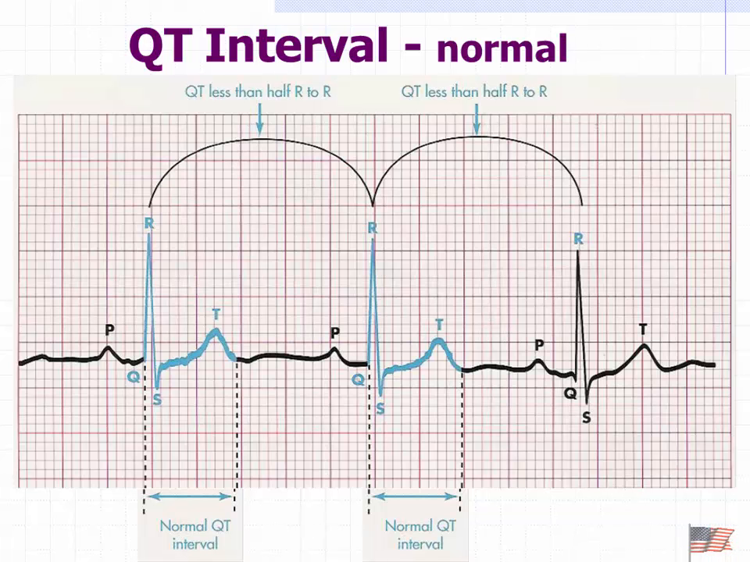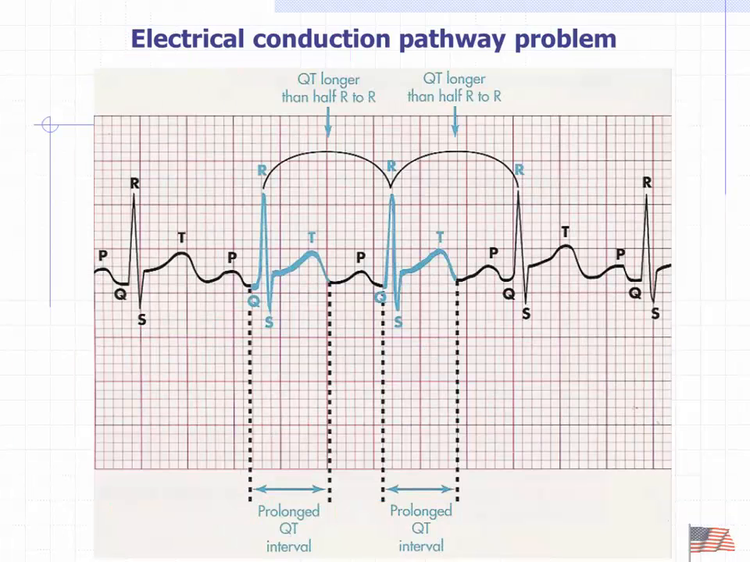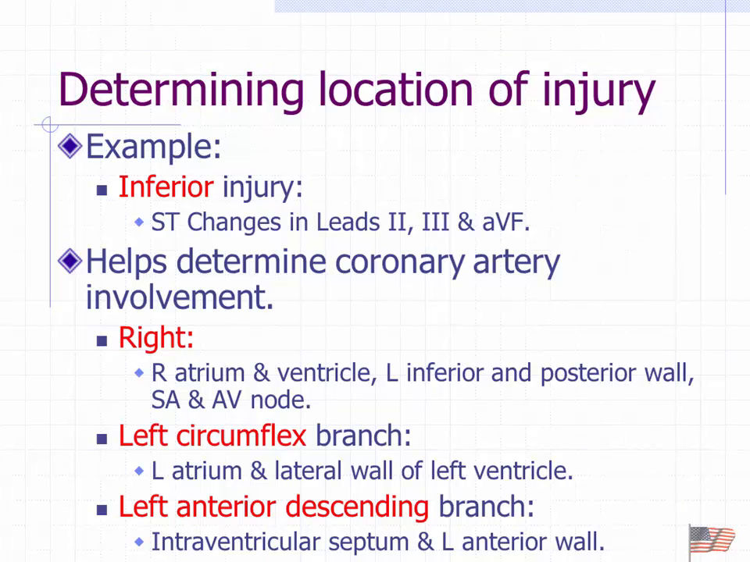Don't worry too much about the QT interval for now. We'll go back and talk about that another day. We did talk about inferior being 2, 3 in aVF. The coronary artery, again, we said it was the right to some extent, the left circumflex.